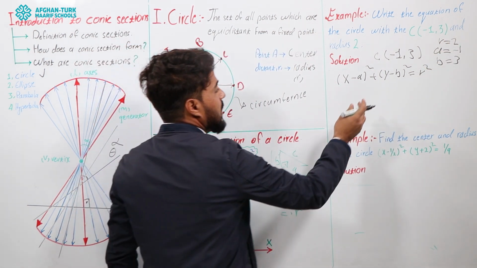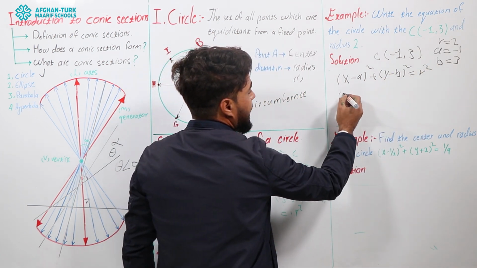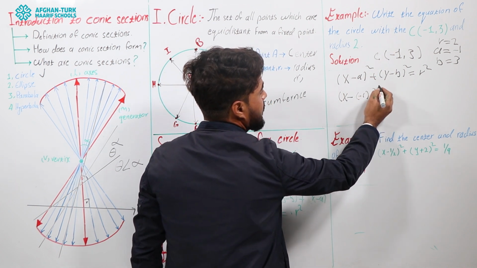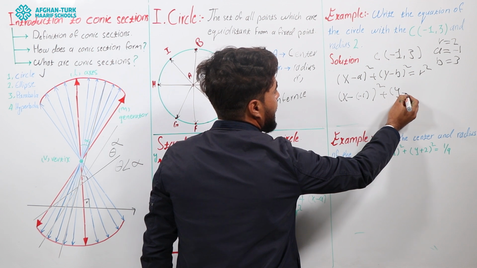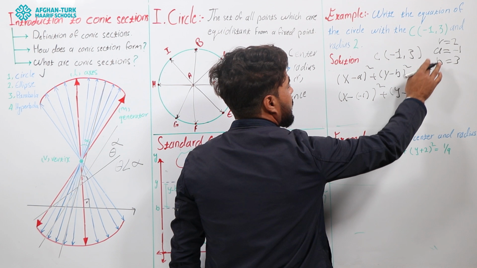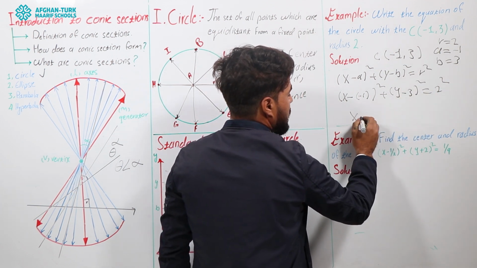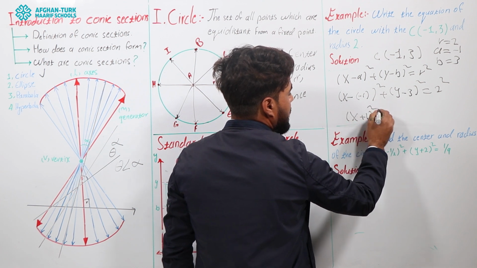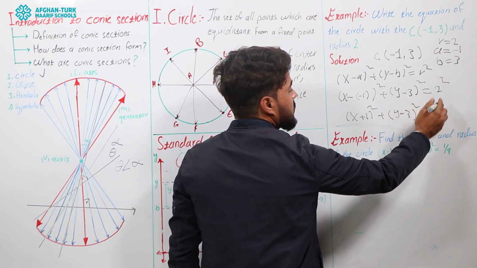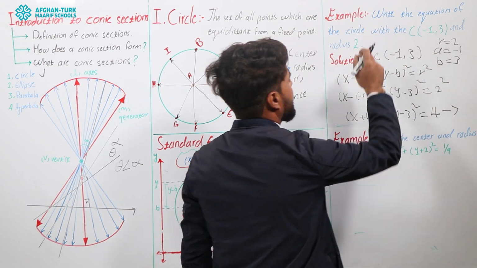Now I am going to put these values in here. So x minus, instead of a I am going to write minus 1, square, plus y minus, instead of b I am going to write 3, square, is equal to, instead of r, 2 square. So x minus times minus 1 is equal to plus 1, square, plus (y minus 3) square is equal to 2 square or 4. This is the equation for this circle.